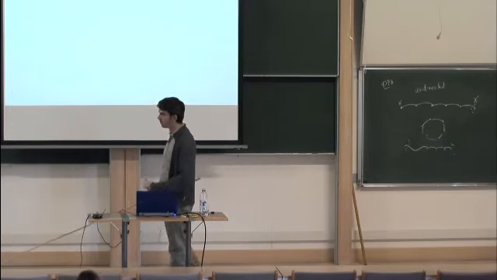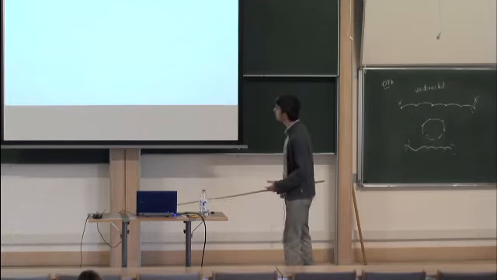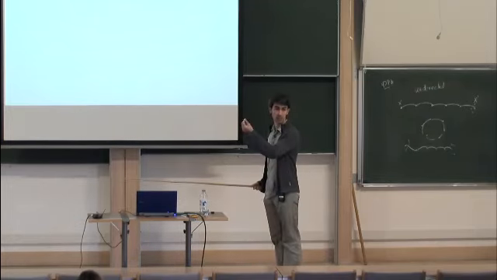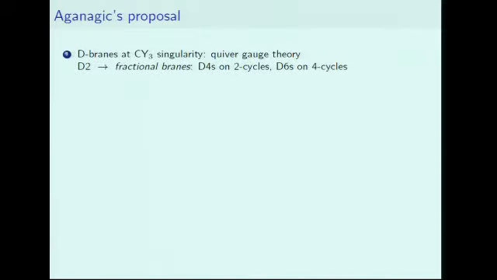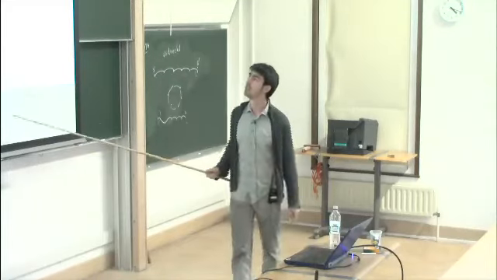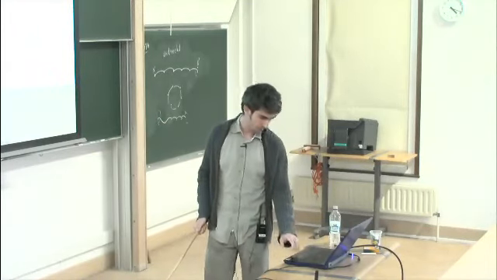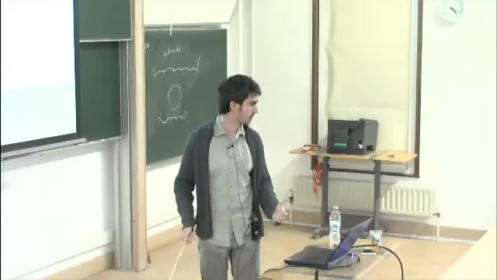So this is the kind of geometry we get. So this is good enough to try to understand what the field theory is, because now we have also the M2-branes. They become D2-branes. So now we have some D-branes, D2-branes at a Calabi-Yau 3 singularity, and we know that this is described by a quiver gauge theory. This is because the D2-branes break up at the singularity into fractional branes, like D4 on 2 cycles and D6 on 4 cycles. So first of all, we have a quiver with a superpotential.